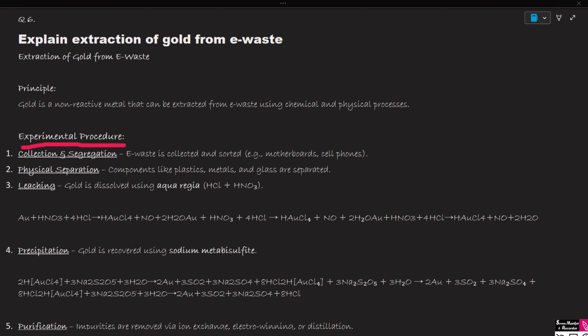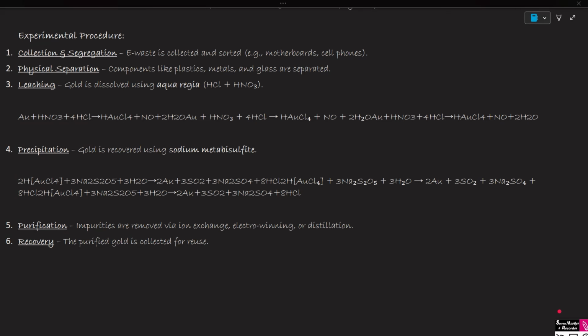The experimental procedure here has 3 points: collection and segregation, physical separation, and leaching. The first step is collection, then we segregate the waste, with physical separation into plastics, metals, and glass. Later, leaching: gold is dissolved using aqua regia. The gold is dissolved in aqua regia, which is HCl plus HNO3. So you need to write this equation down here to get all the marks. Later, moving down, we have precipitation. Gold is recovered using sodium metabisulfite. You need to write this equation, or you can drop it as you have written the above equation.